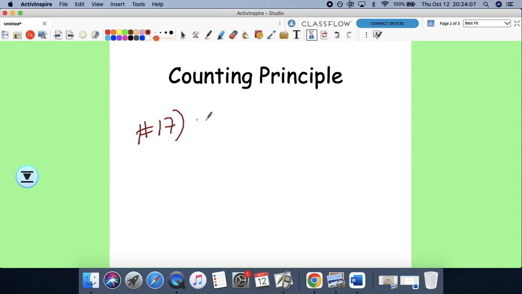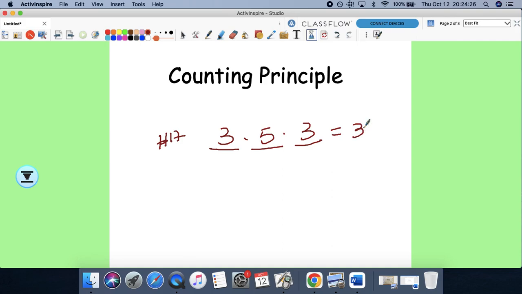17 is not multiple choice, so again, let's go back to the deli sandwich question. So 17: 3 kinds of bread, 5 kinds of meat, and 3 types of condiments. So that's just 30 different types of... Sorry, 5 times 3 is 15, times 3 is 45, not 30. Okay, 45 different sandwiches you can make here.